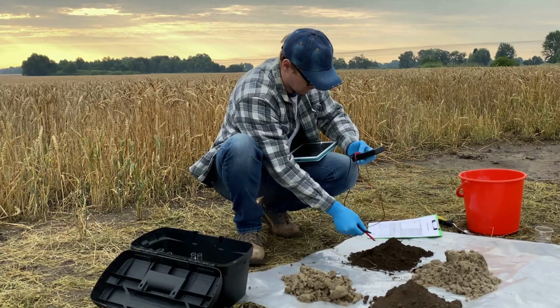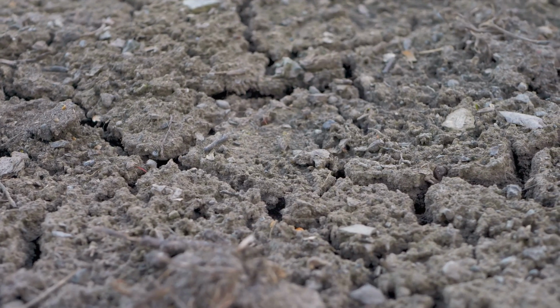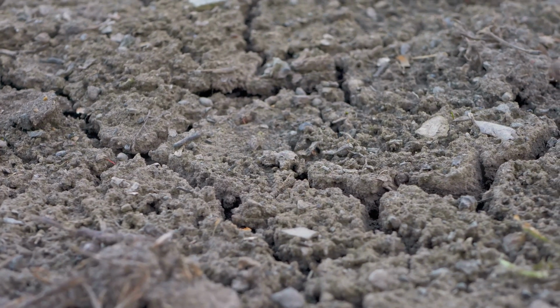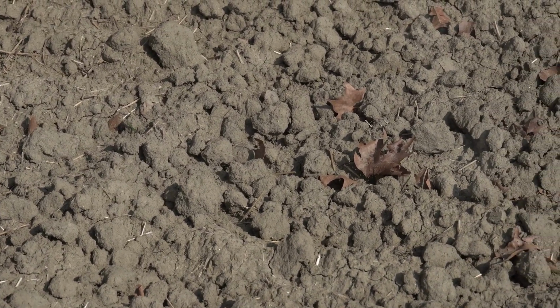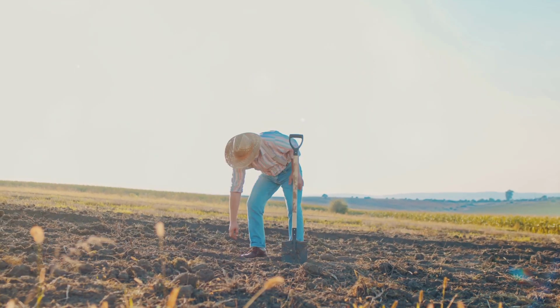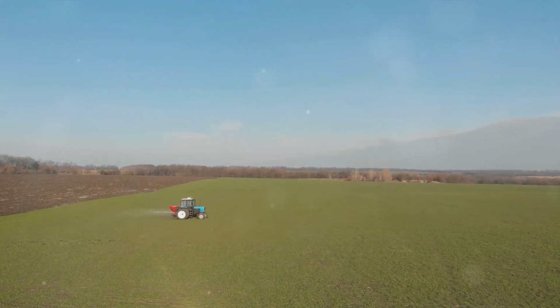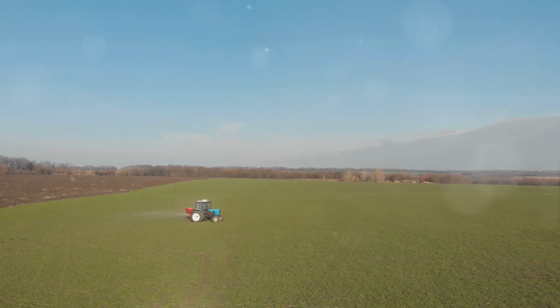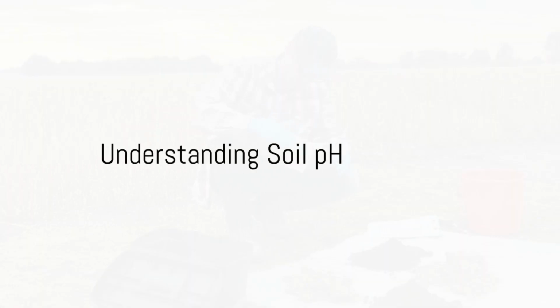One of the key players in this underground world is soil pH. Soil pH is not just a number. It's a telltale sign of your soil's health. It can mean the difference between a lush green field and a barren wasteland, and it's something you, as a caretaker of the land, have the power to influence. So let's dive into the world of soil pH and liming, and how they play a crucial role in the fertility of your grassland. So what exactly is soil pH?